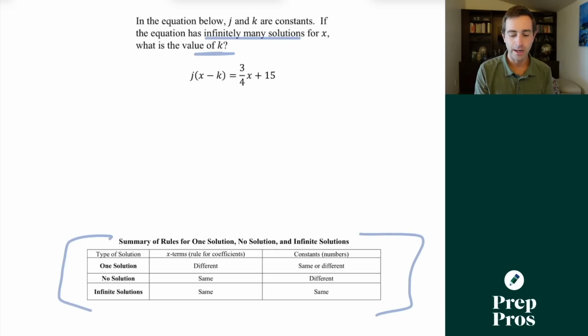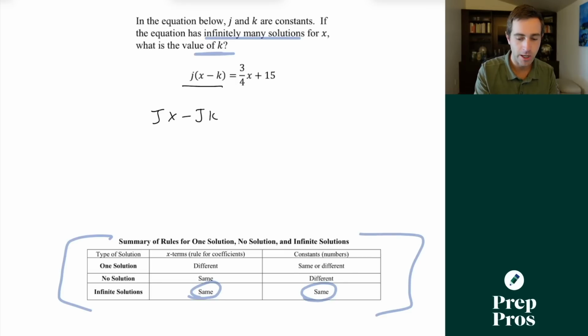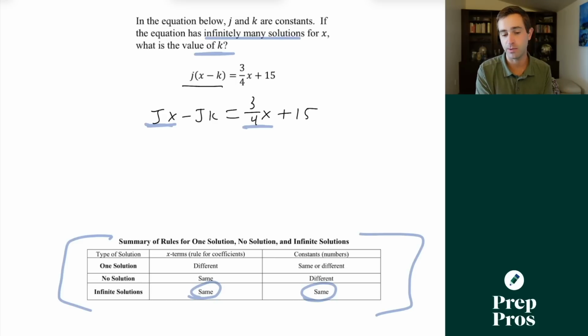So what we can think about here is our x terms have to be the same and our constants or numbers also have to be the same. So the first step here is let's distribute through that j. So we're going to get jx minus jk is equal to 3/4 x plus 15. Well, from here we know everything has to be the same. So we now know, right, jx has to be equal to 3/4 x because our x terms have to be the same on both sides. These are only x terms. So therefore we know that j is equal to 3/4.